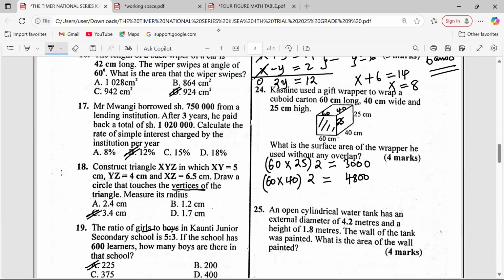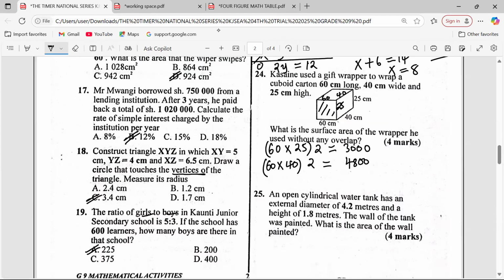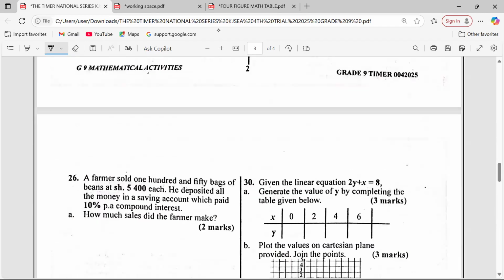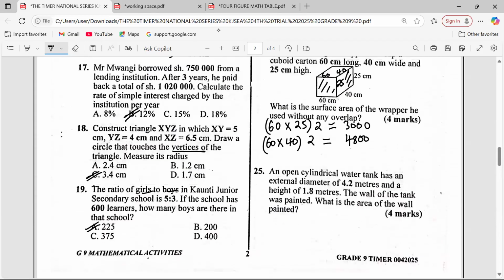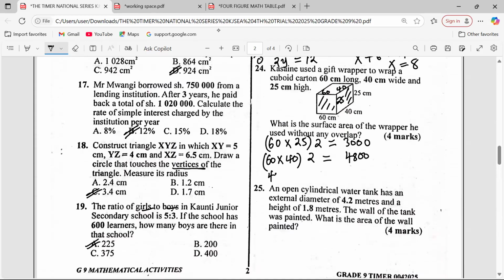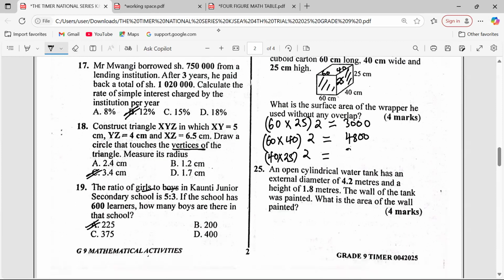Then we can also check the face on my right, this one. This face is measuring 25 by 40, or 40 by 25. And there are two such faces because of the other one, right and left. 40 by 25 by 2 is 2000.